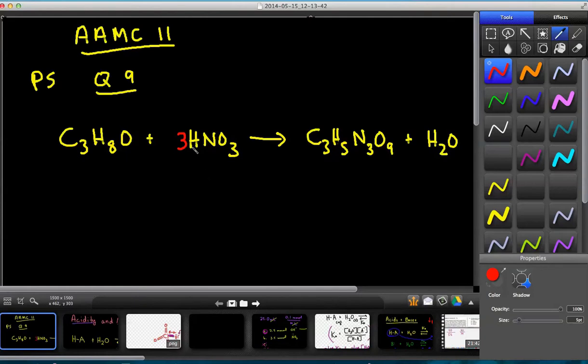And that gives us 11 hydrogens. So we need 6 right here. That's 12 oxygens. 3 and 9. Oh, I miswrote that. This already has 3. That's perfect.